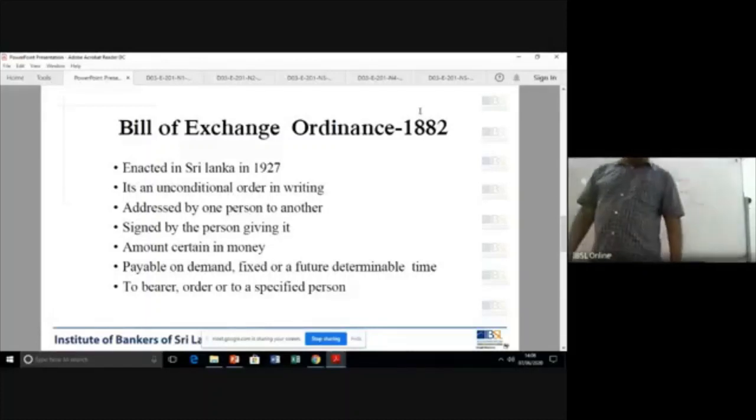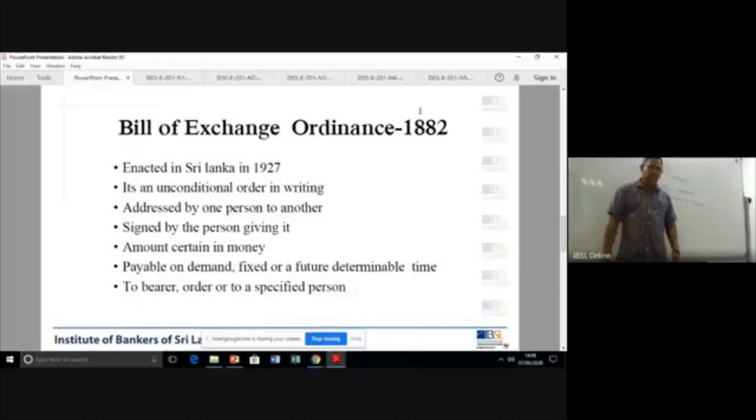Put a small explanation just below the fixed, with a smaller font, say, deferred date. That's a double R, yeah? Deferred date, D-E-F-E-R-R-E-D, deferred date. Postponed date, right?